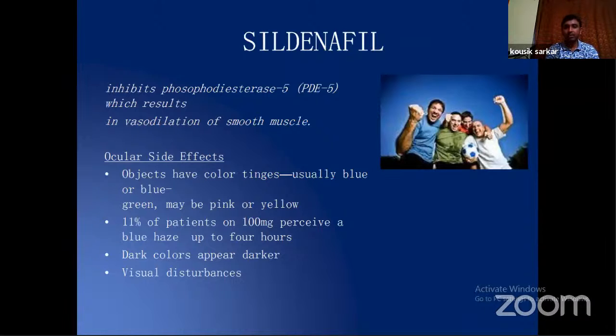Sildenafil is a PDE5 inhibitor. Ocular side effects of this systemic drug include color tinges, usually blue or blue-green, maybe pink or yellow. With use of this drug, darker colors usually appear darker, and some other visual disturbance like loss of visual acuity may occur.